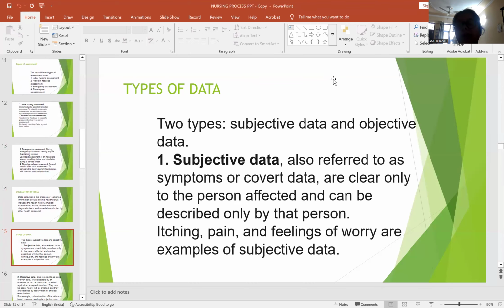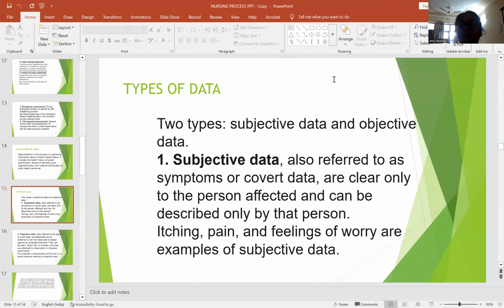There are 2 types of data we use in the assessment phase. First are subjective data, and second are objective data. Subjective data, also called symptoms or covert data, are clear only to the person affected and can be described only by that person. Subjective data is the data explained by the patient. For example, the patient says, I have had chest pain for 2 days, and I have itching. I feel breathlessness. So these are subjective data.